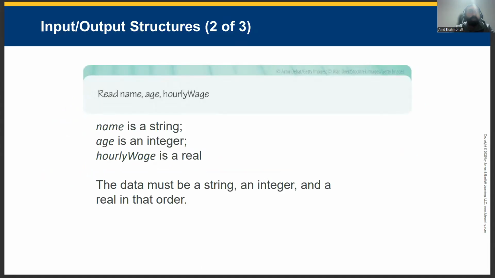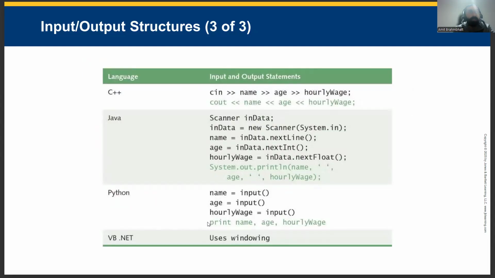So for input-output structures, here we see an example of input format: a string, an integer, and a real. The order matters because languages convert each input based on the expected type. Understanding input parsing prevents runtime errors.